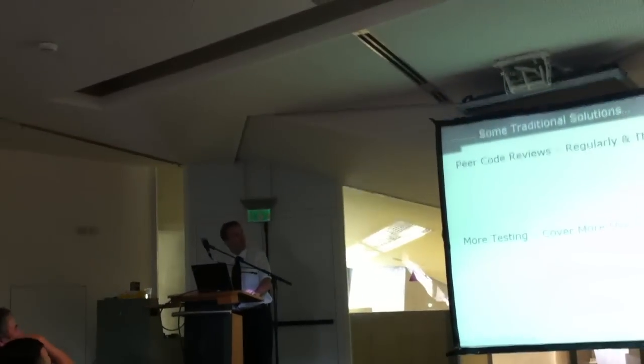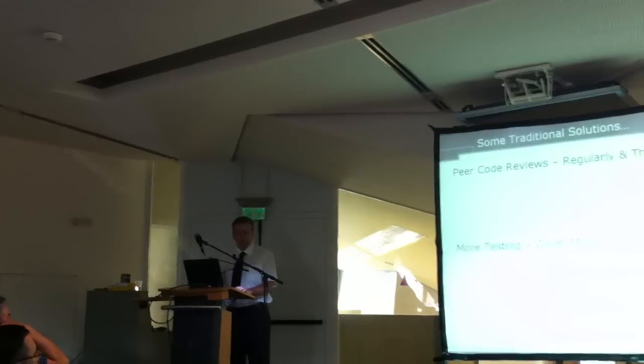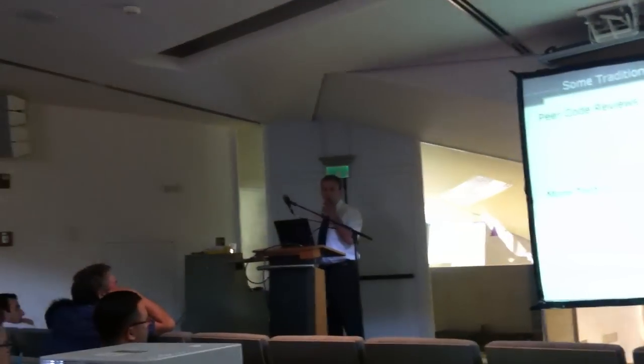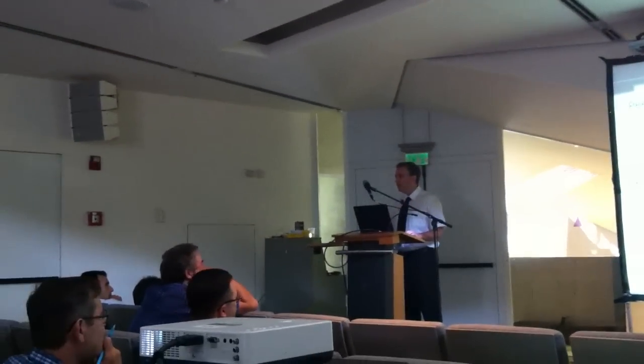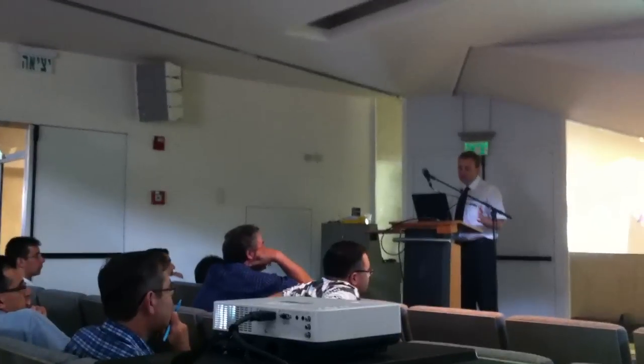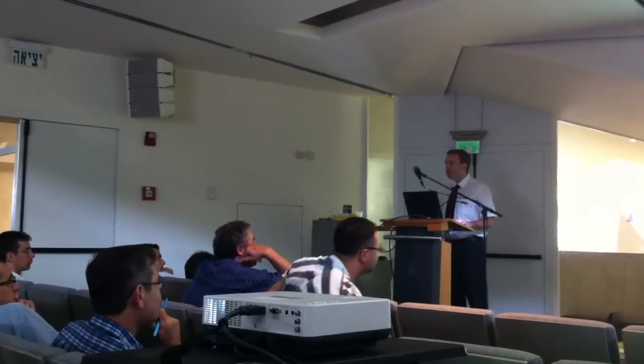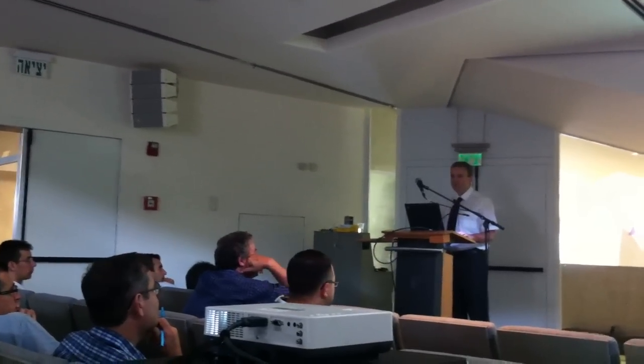Well, there's some traditional ways that we can use. One is the peer review. So I'm not sure how many of you have done or are doing peer reviews. It's generally recognized as one of the best ways of uncovering a lot of different types of defects.